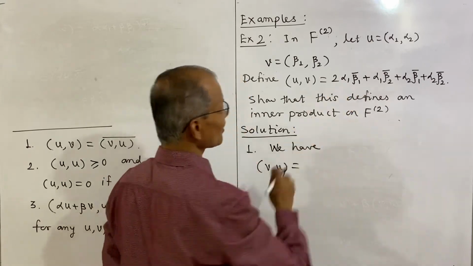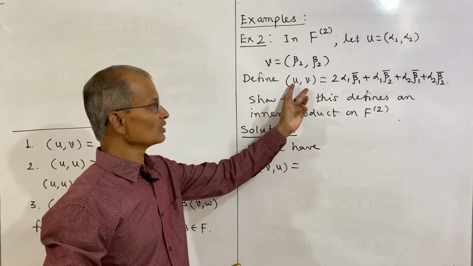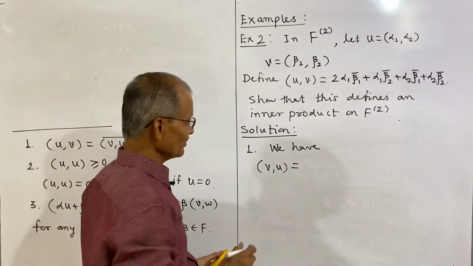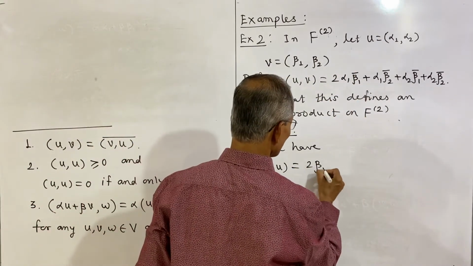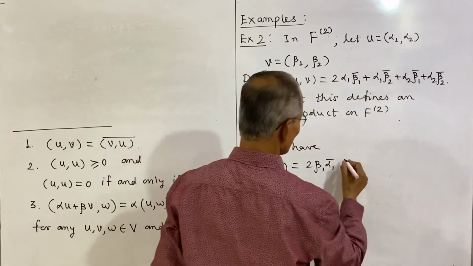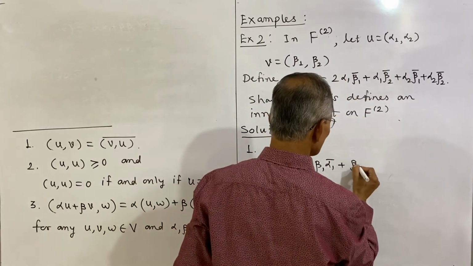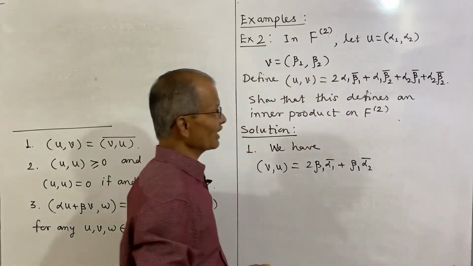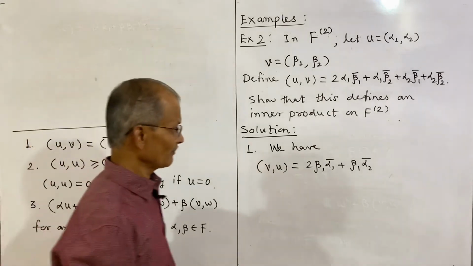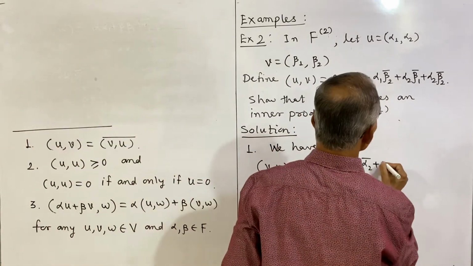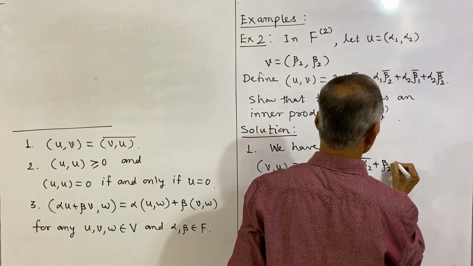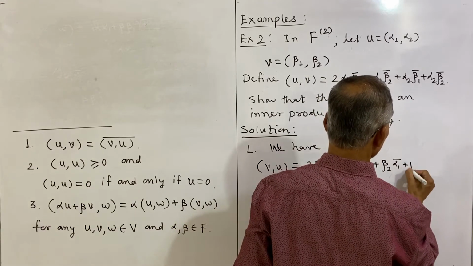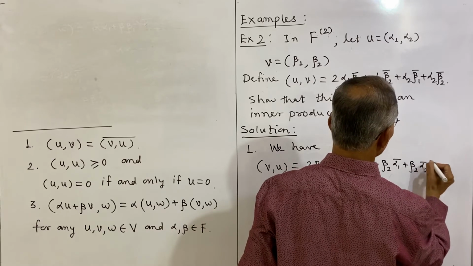Now how to write the inner product of v and u? The vectors are interchanged, and therefore alpha and beta will be interchanged, and that means this is 2 beta 1 conjugate of alpha 1 plus beta 1 conjugate of alpha 2. In place of alpha we write beta, in place of beta we write alpha, and plus beta 2 conjugate of alpha 1 plus beta 2 conjugate of alpha 2.